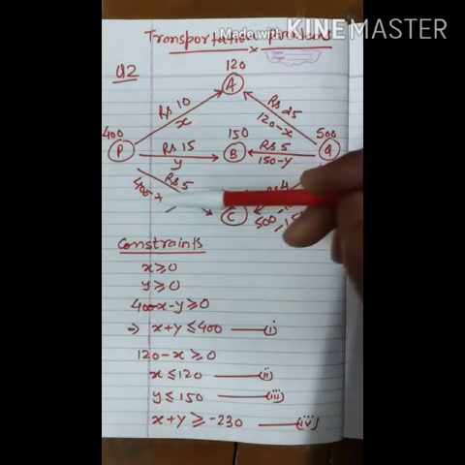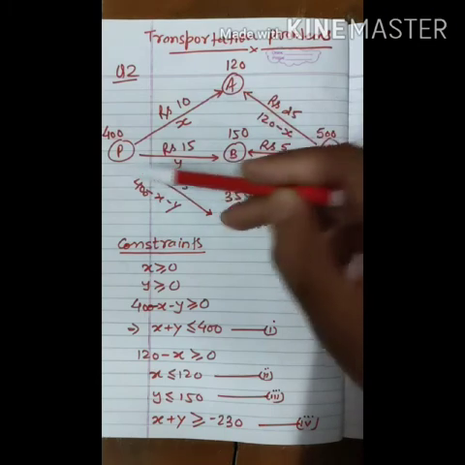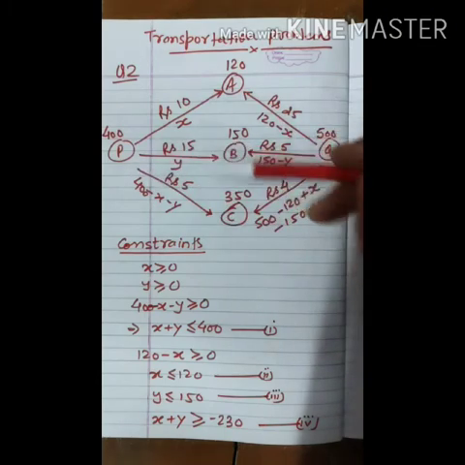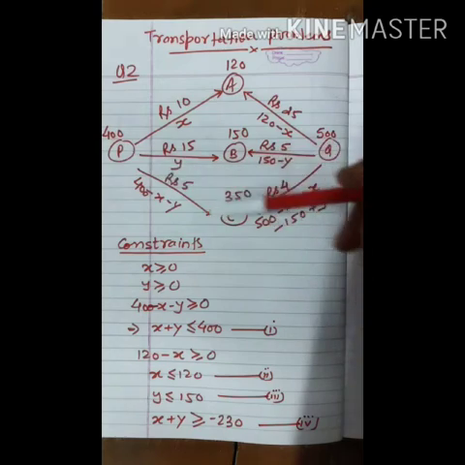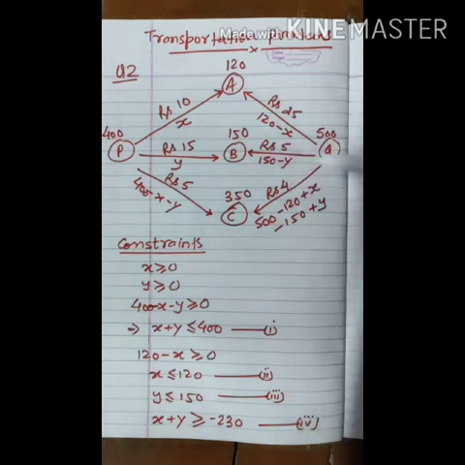Now the transportation cost from P to A is rupees 10, from P to B is rupees 15, and from P to C rupees 5, and similarly from Q to A, B, C it is 25, 5 and 4 respectively.